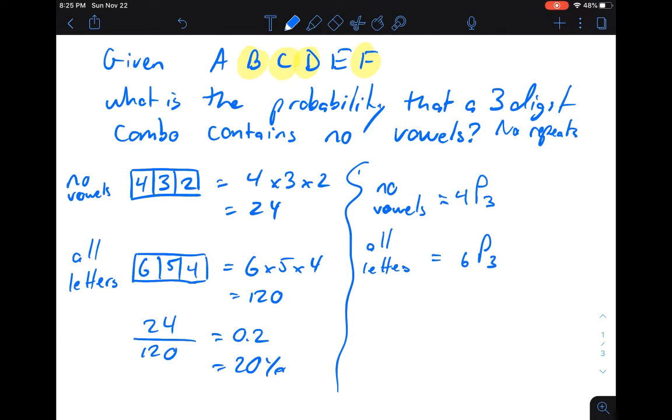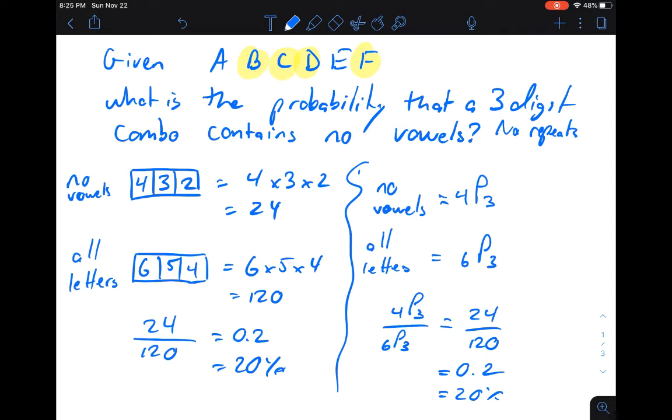And these, you can just straightforward punch in your calculator. So if you actually work out 4 pick 3 over 6 pick 3, that gives you the same exact thing. You'll get 24 out of 120, which will give you 0.2, and it's 20%. So that is a probability question where I used a permutation.